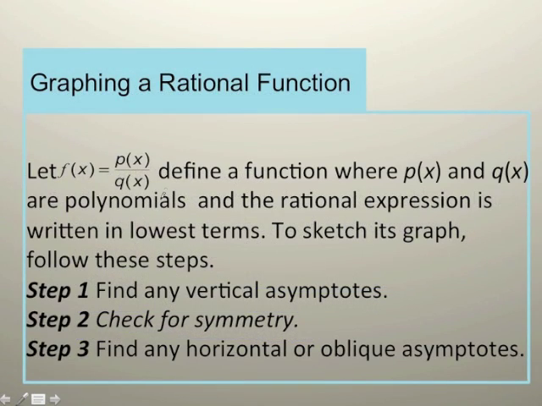The steps for graphing a rational function. We want our function to be a rational function, where the numerator and denominator are polynomials, and the expression is in lowest terms. Step 1 is to find any vertical asymptotes. Step 2 is to check for symmetry. Step 3 is to find horizontal or oblique asymptotes.